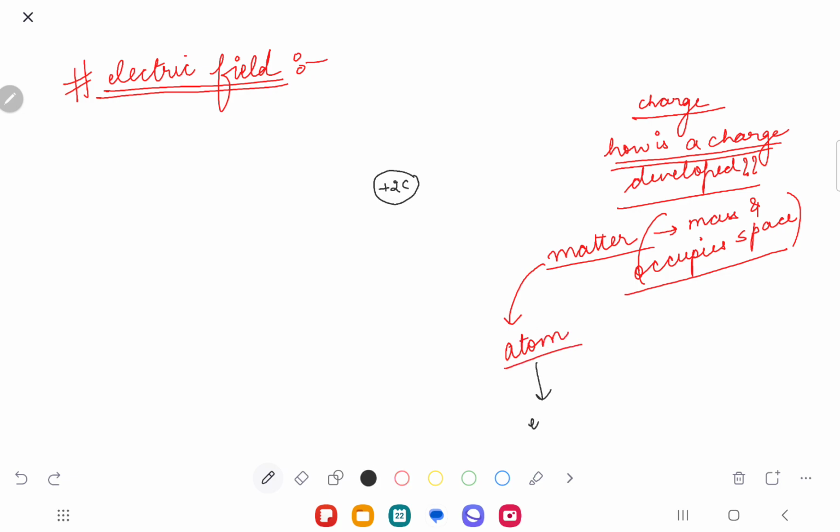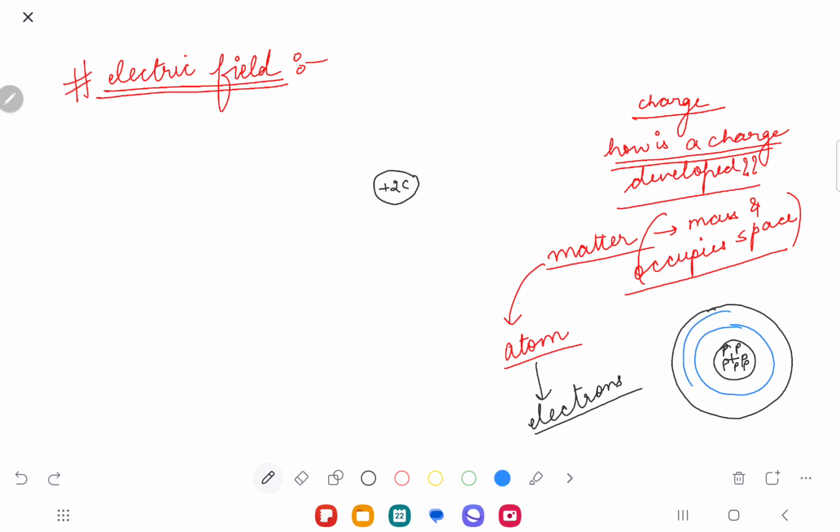We know that the smallest entity of matter is the atom, and inside the atom we have electrons. When we have this particular atom, there is a nucleus in which we have certain protons, and outside it we have the electrons.